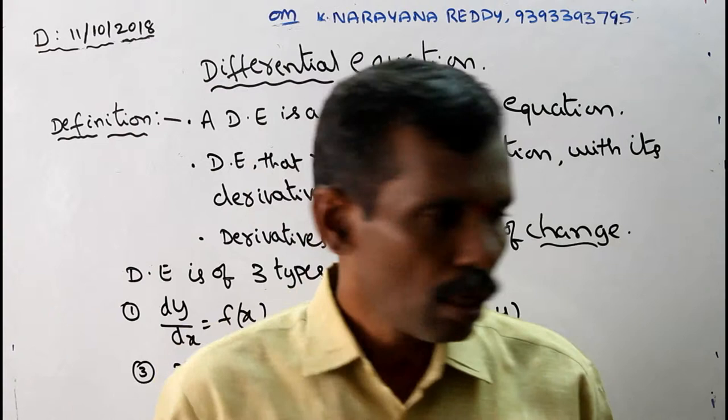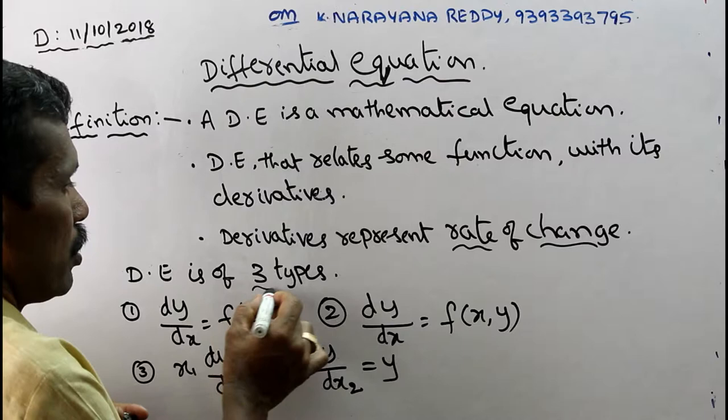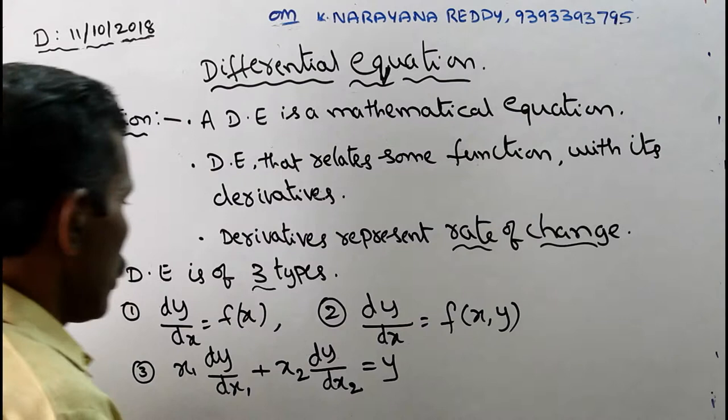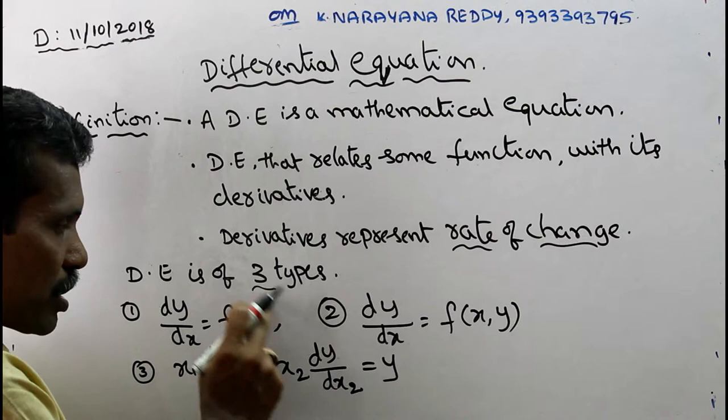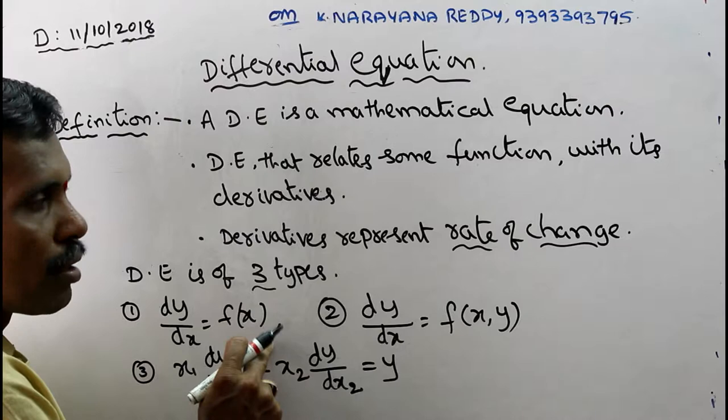Now, differential equations are of three types. We can denote that a differential equation is of three types. Number one, dy by dx equals f of x. So already we know a differential equation relates some function. dy by dx is equal to function of x. This is the function. This is the derivative. So this relates to the function. That is the important point which you have to observe.